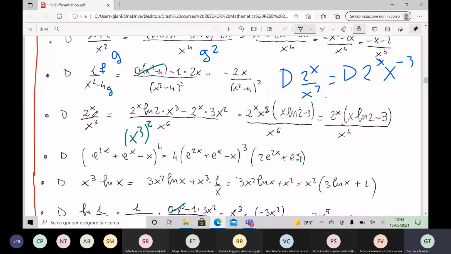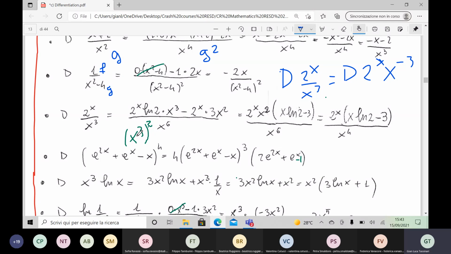Again, remember that the numerator is f, the denominator is g. First of all, g squared. G squared is the denominator to the power 2. So it is x to the power 3, then raised to the power 2. And remember, this is a power of power, so the result is x to the power 3 times 2, which is 6. I reported it because someone is used to write x to the power 9, which is obviously wrong. It's x to the power 6.